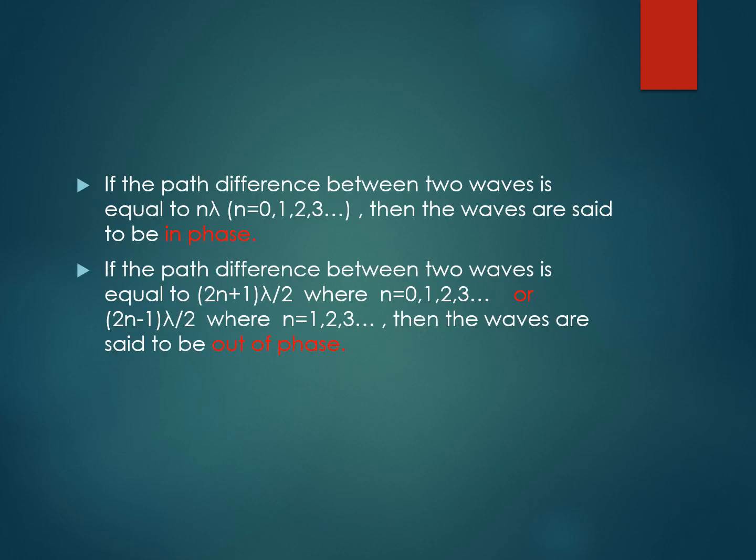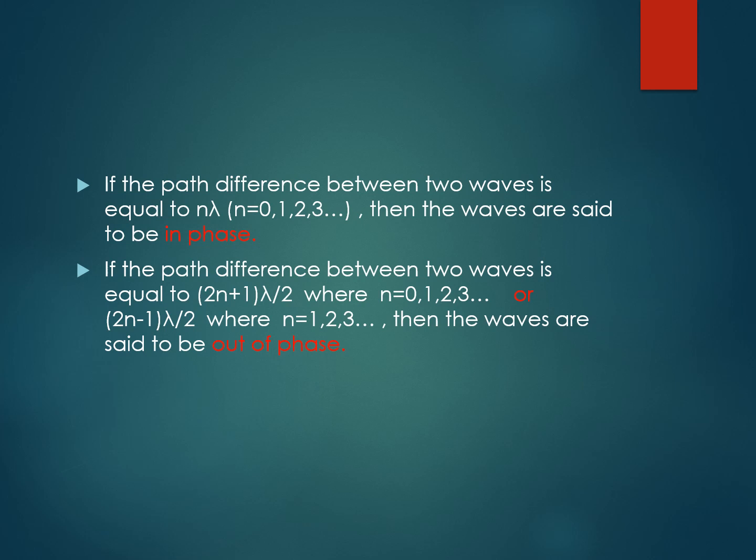This you must have studied in your plus 2 classes. That is, if the path difference between two waves is equal to n lambda, where n is equal to 0, 1, 2, 3, etc., then the waves are said to be in phase. When we consider a single wave, we say that if the distance between 2 points in a wave is n lambda, then those points are said to be in phase. Now again, if the path difference between two waves is equal to (2n plus 1) lambda by 2 or (2n minus 1) lambda by 2, then the waves are said to be out of phase.